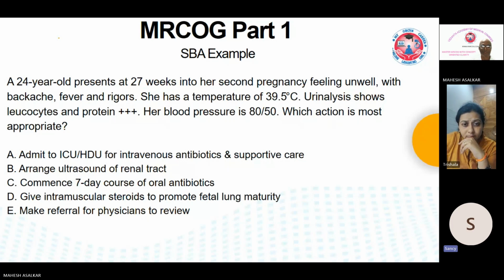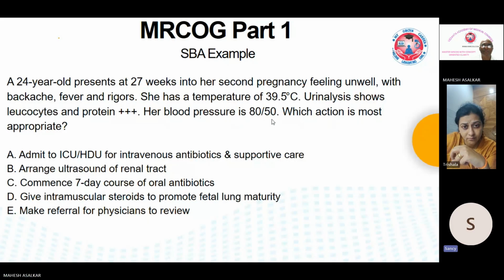A 24-year-old presents at 27 weeks into her second pregnancy feeling unwell with backache, fever, and rigors. She has a temperature of 39.5 degrees centigrade. Urine analysis shows leukocytes and protein plus. Her blood pressure is 80/15. Which action is most appropriate?